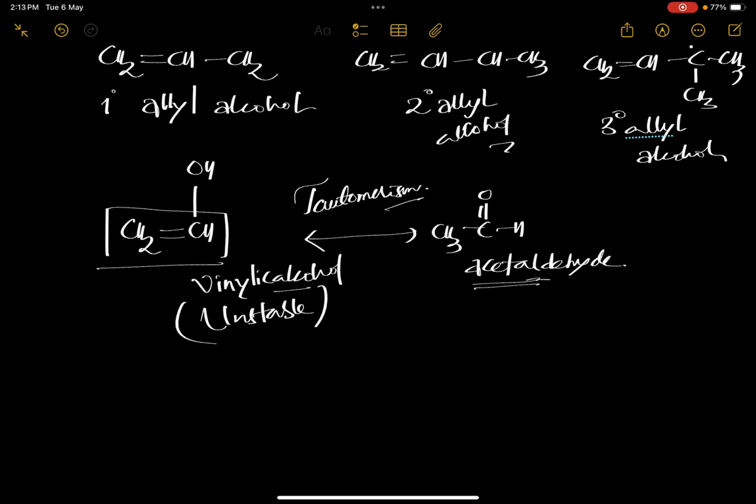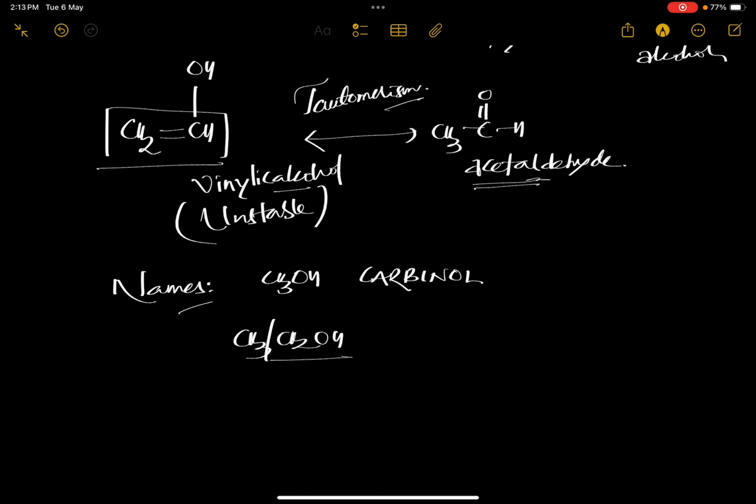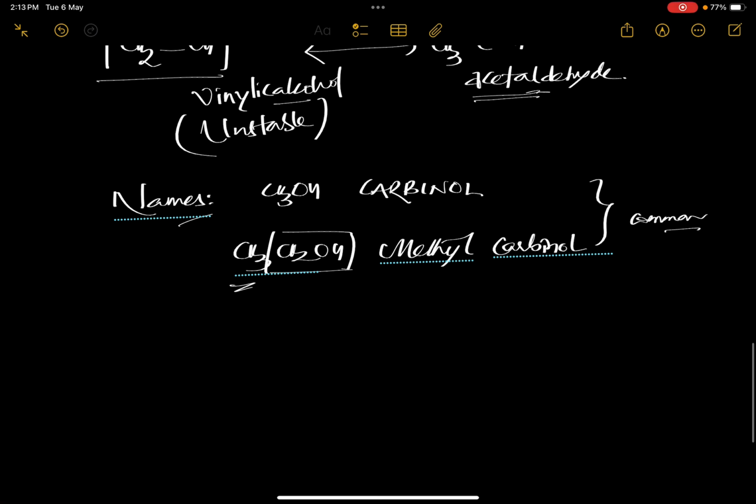This is about classification. Then when it comes to names, CH3OH is called carbinol. So CH3CH2OH is called methyl carbinol. This is carbinol and methyl is extra. So you can call this methyl carbinol. A type of common name it is. And one more type of common name is there, that is methyl alcohol.